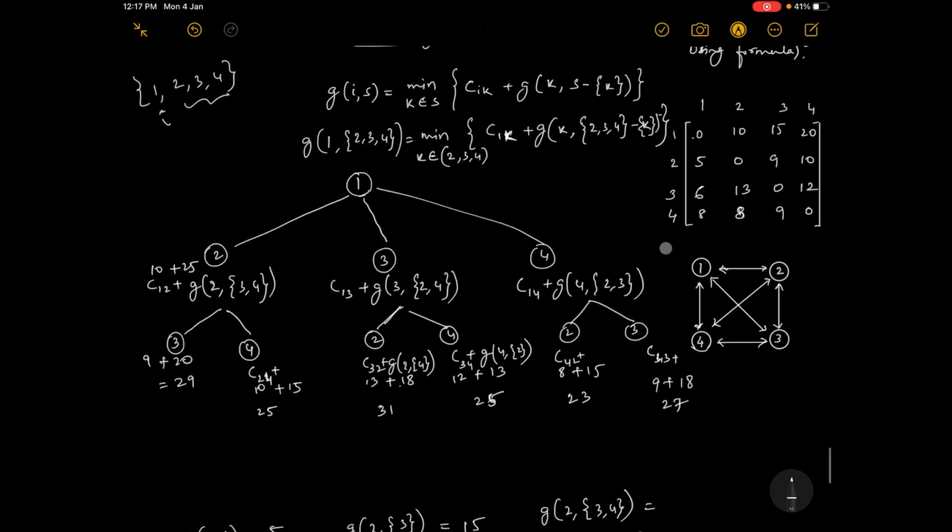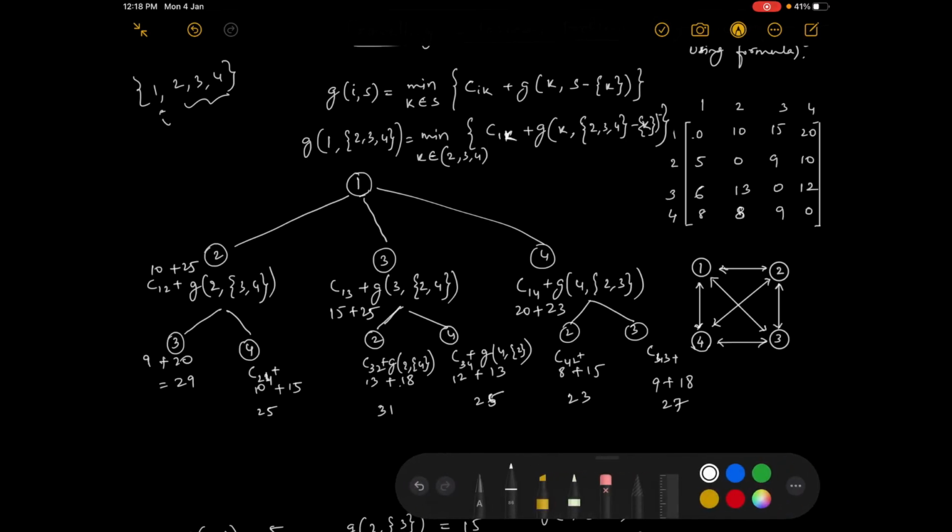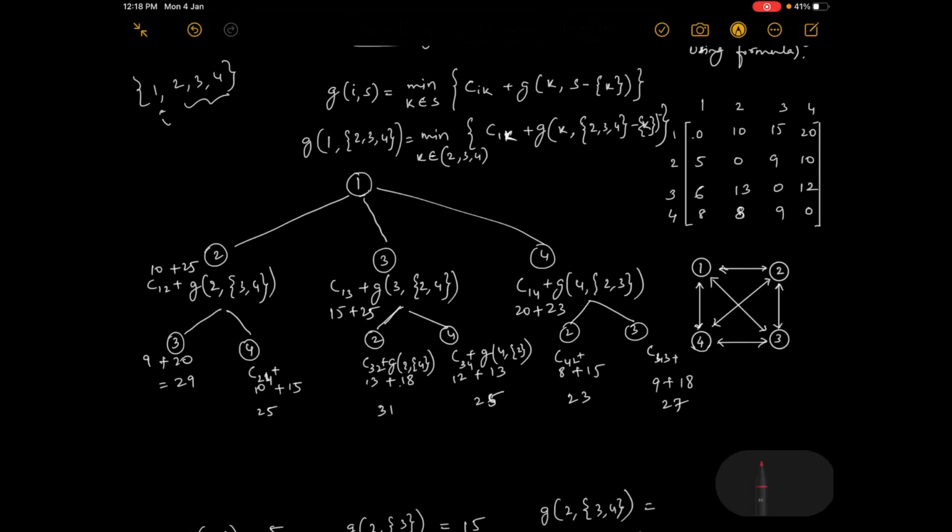So here what is C13? C13 is 15. So this is 15 plus, which is the minimum of these two? The minimum of these two is 25. And again C14 is 20 plus what is the minimum of these two? It is 23. So what is the final answer? I'll write it in a different color. So the final answer is 10 plus 25 is 35, 15 plus 25 is 40, this is 43. So which is minimum? Okay, this is minimum. Yes, if you take this path, then this is the minimum.